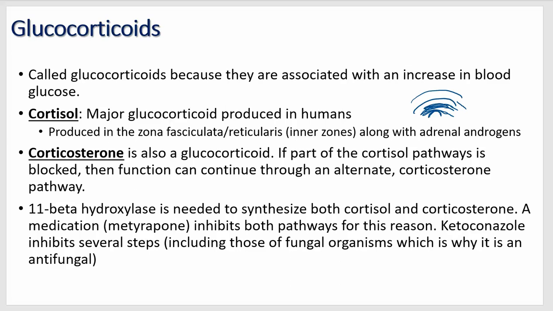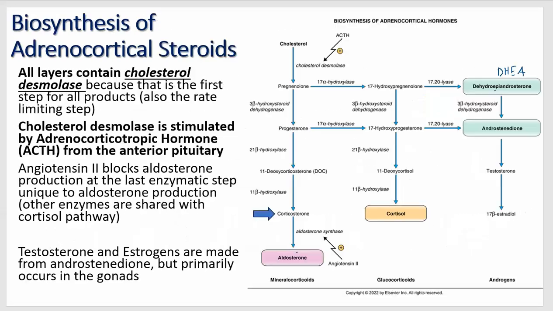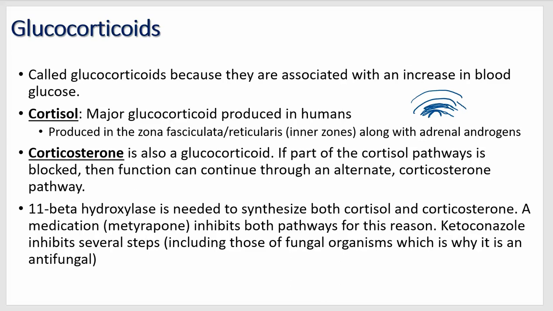So if we go back and we look, sorry, I'm going to go back. Let's see. So this is 11-beta hydroxylase, 11-beta hydroxylase here, 11-beta hydroxylase. All right, so 11-beta is needed to synthesize both cortisol and corticosterone.